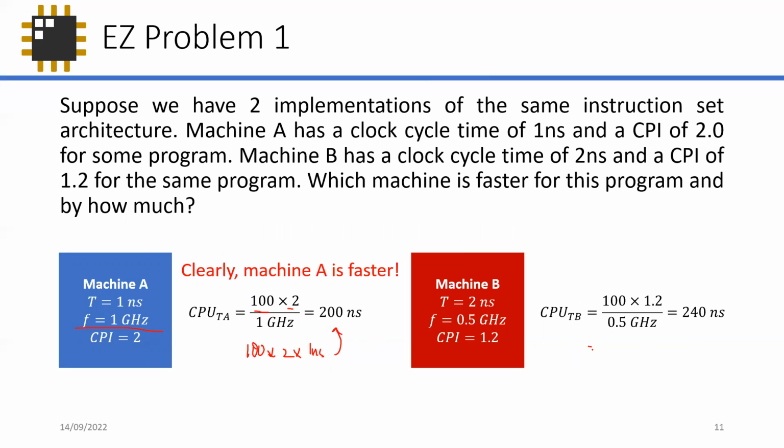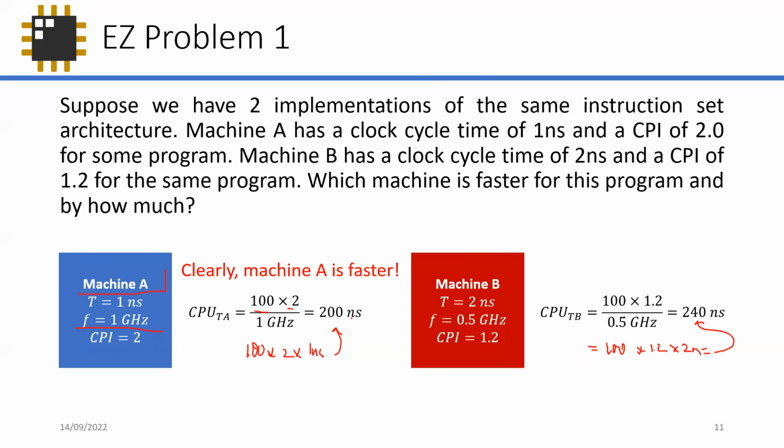Machine B, on the other hand, you can also do it that way: 100 times 1.2 times 2 nanoseconds. That's equivalent to 240 nanoseconds. And clearly, from the results itself, machine A will always be faster, right? And then by how much?